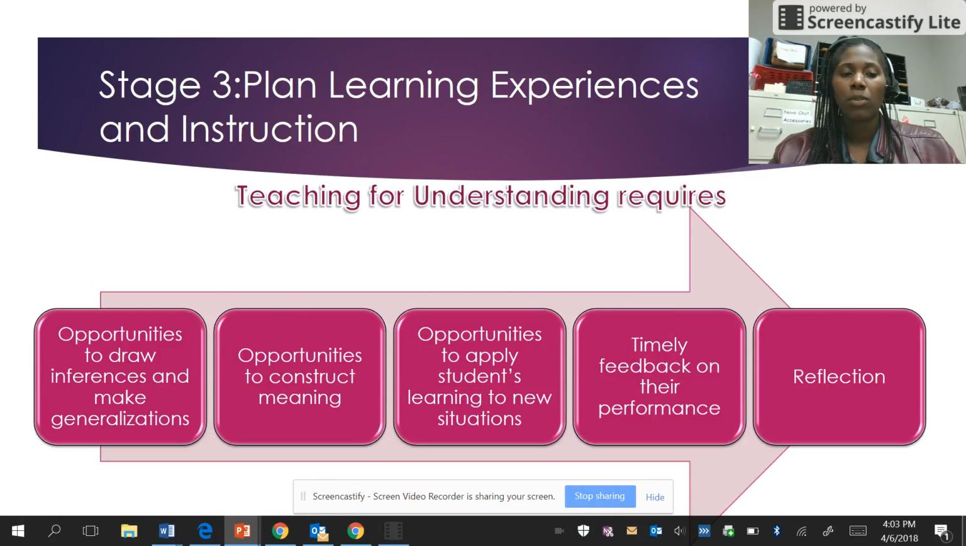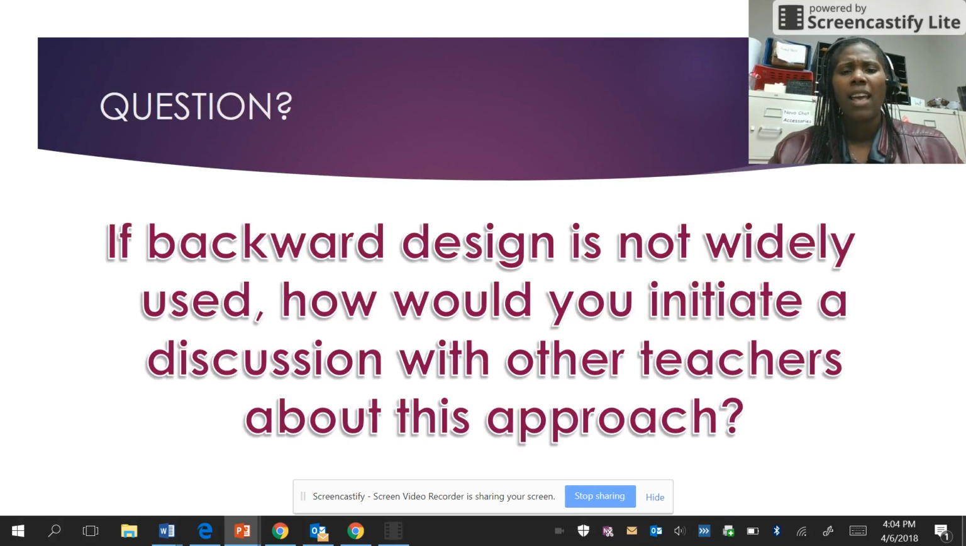Teaching for understanding requires opportunities to draw inferences and make generalizations, opportunities to construct meaning, opportunities for the students to learn in new situations, timely feedback on their performances, and reflection. If backward design is not currently used or widely used, how would you initiate the discussion for other teachers to use this approach?